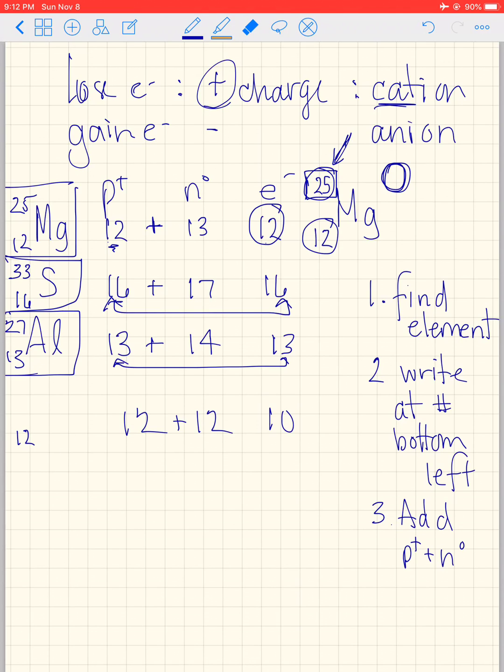Were you sitting there saying, Mrs. Warner, you're not doing that right? You're right. I messed up. It's magnesium. And this should be 24 up here.